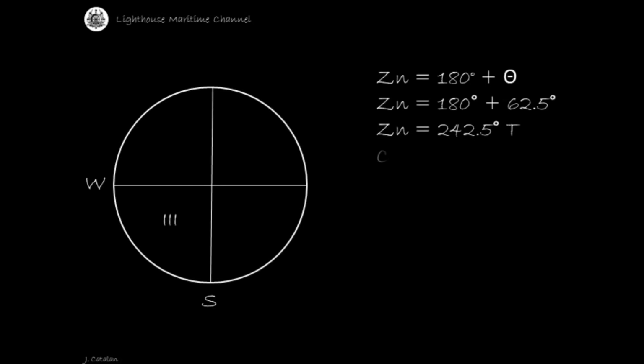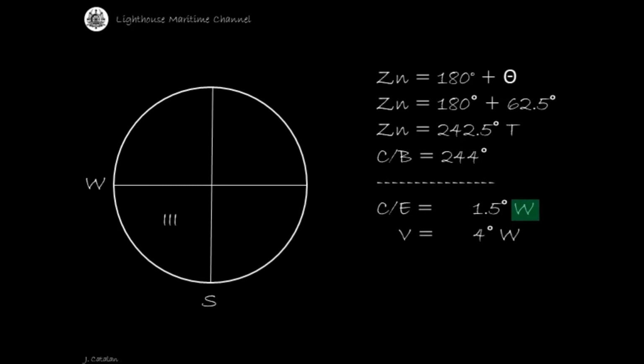Let us apply now the compass bearing, which is 244 degrees. The difference is the compass error, which is equal to 1.5 degrees. If compass is best, compass error is west. Apply the variation now, which is 4 degrees west. The result is the deviation, which is equal to 2.5 degrees. If the compass error is less than the variation, reverse the sign of the variation.